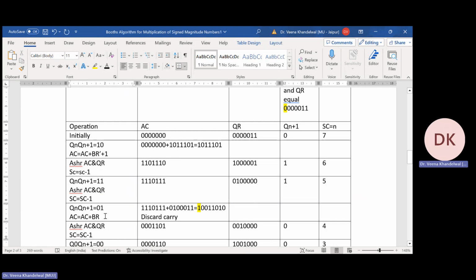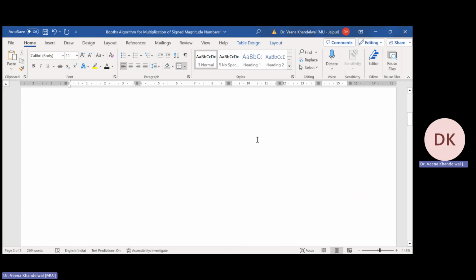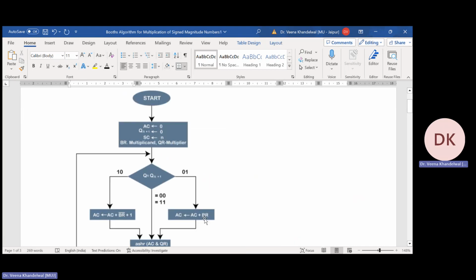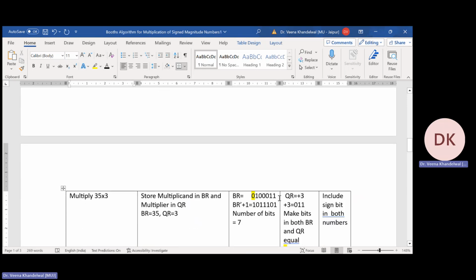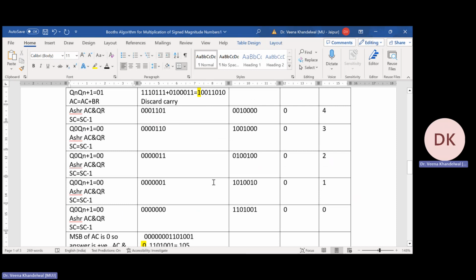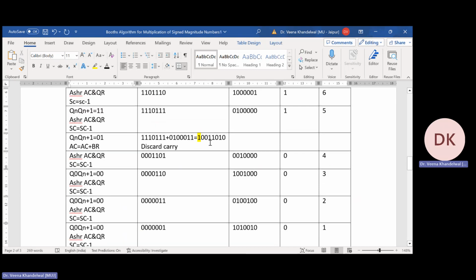So once again, when Qn and Qn+1 are 0 and 1, then according to the algorithm, we proceed to this path and we add BR to the AC. So how much is BR? BR is this number, 0 1 0 0 0 1. So we add this number, we get a carry, and in multiplication, we discard the carry. After performing addition, we once again perform arithmetic shift right.